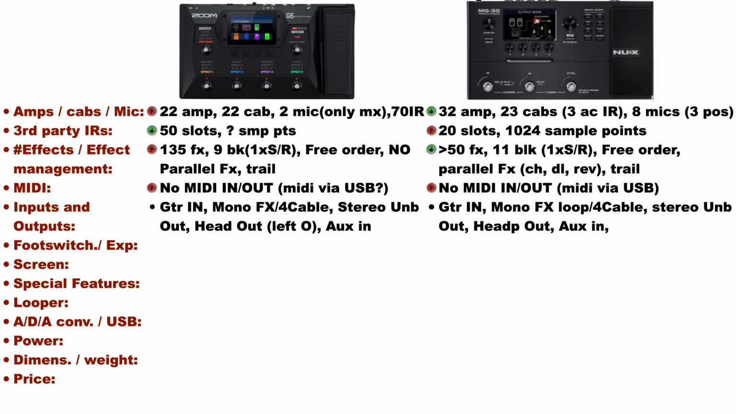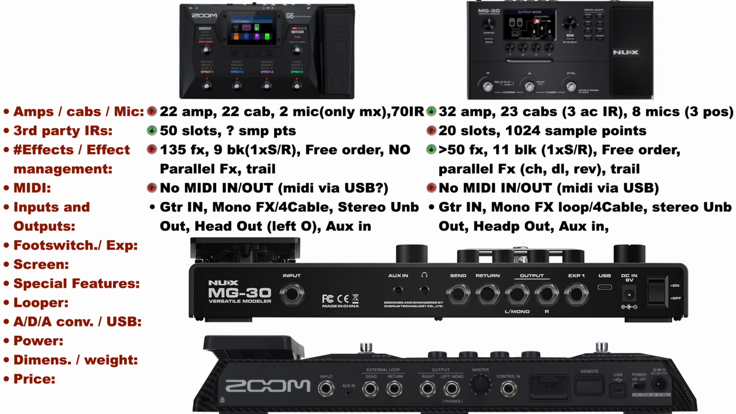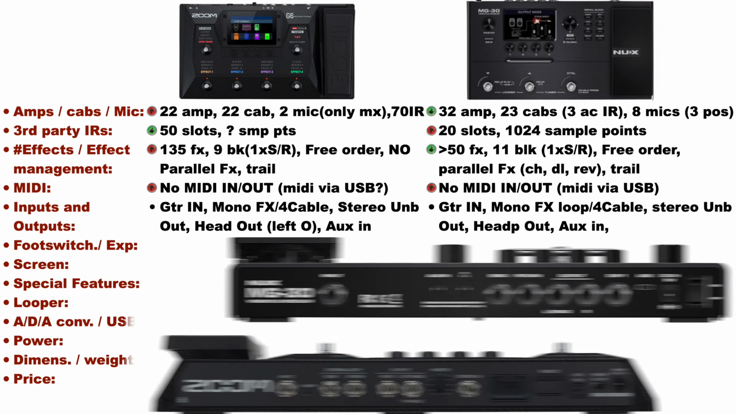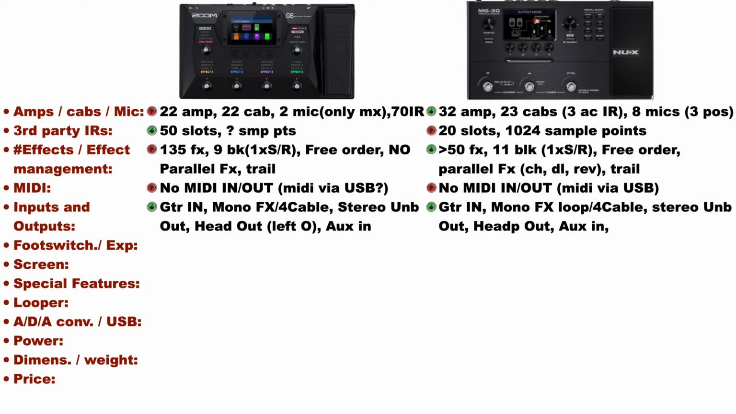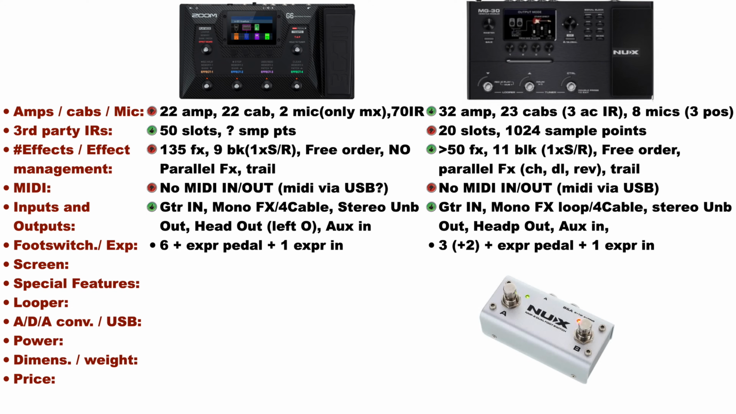As regards inputs and outputs, we basically have the same possibilities with a guitar input, a mono effect loop, unbalanced output and an aux in. The only difference is that the MG30 has a dedicated headphone out, where in the G6 you have to use the left out, but I think that it is such a minor difference that I would say that they are on par. As regards foot switches, the G6 has 6 foot switches, where the MG30 has 3 foot switches with more added with the external foot switch provided in the box.